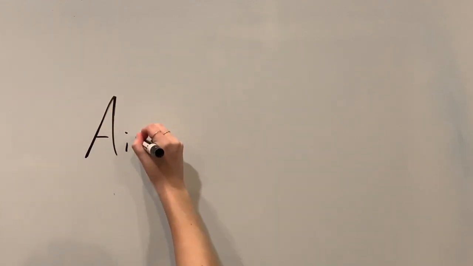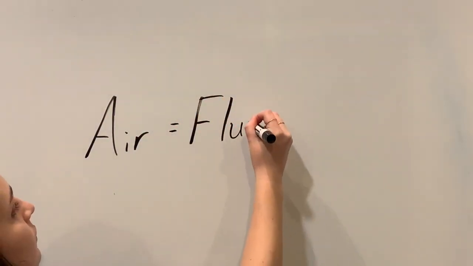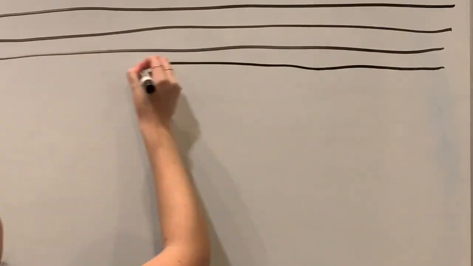Contrary to what you might think, air is actually a fluid. This basically means that air flows and takes new shapes based on its environment. For the sake of our understanding, I'm going to draw the airflow as these horizontal lines. Now that we understand a little bit more about air itself, let's go back to lift.